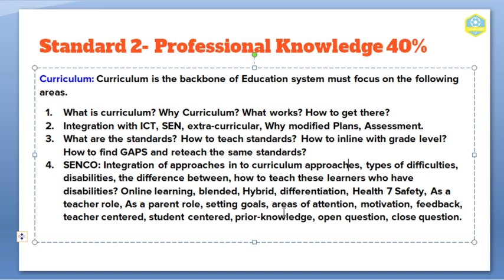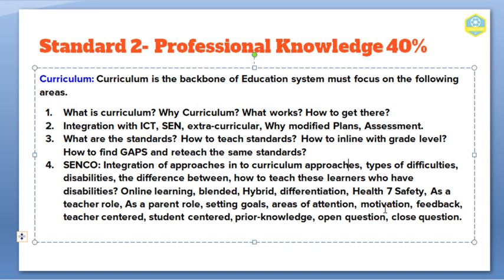In the curriculum, areas of attention, what areas you have to focus on, motivation, your feedback is important, whether you are following the teacher-centered or student-centered approach, the importance of prior knowledge, open questions and closed questions. Now as an educator you have to focus on all these, and I'm sure you are already experienced and have experienced these things on a daily basis.